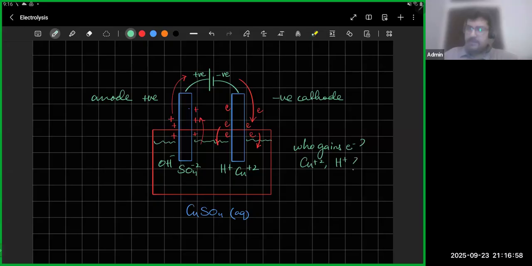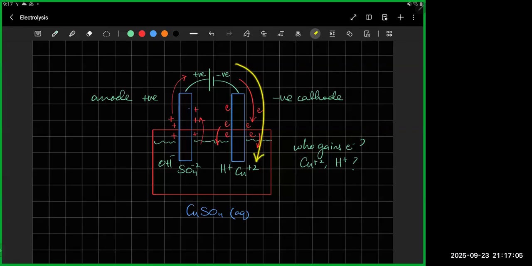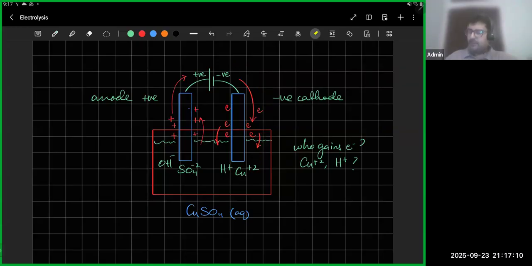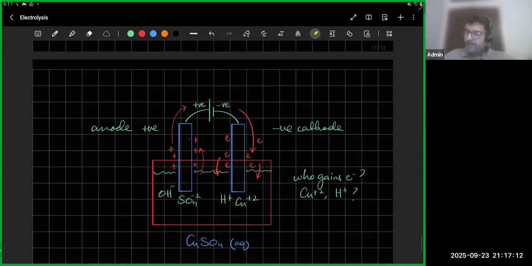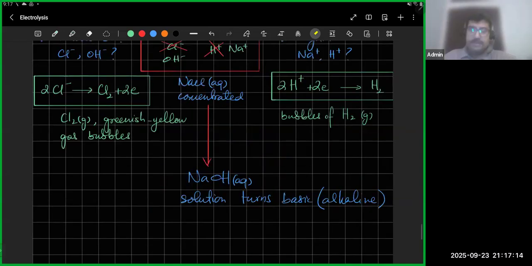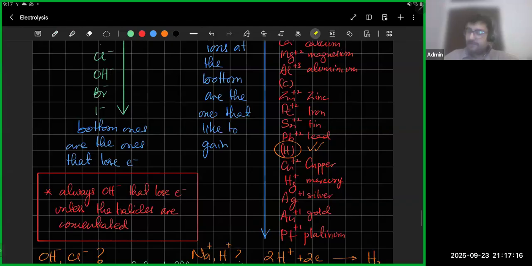The battery is sending electrons. So you've got two options. Okay, so you look at the reactivity series, which is over here. In the reactivity series, you've got H, and copper is right below H. So it's going to be copper that has a greater tendency to actually gain electrons. So we're going to go with copper.